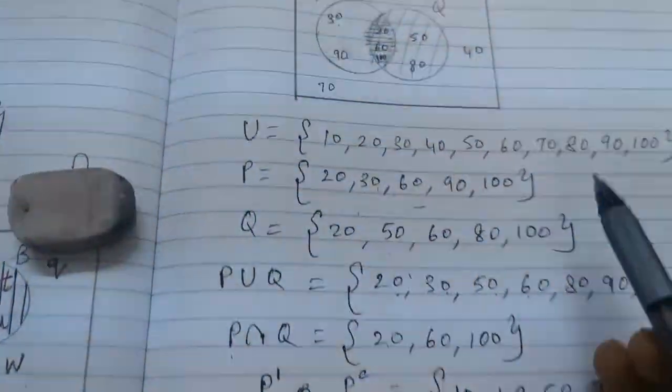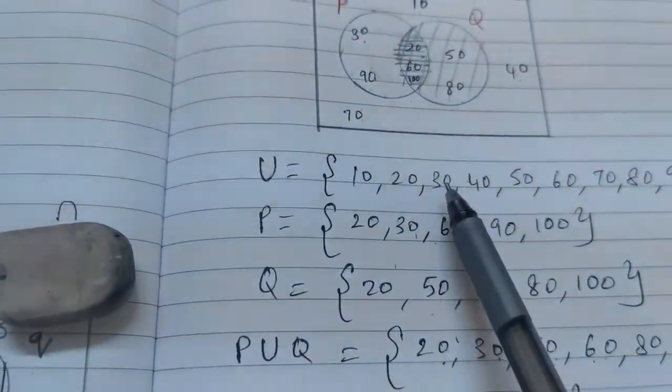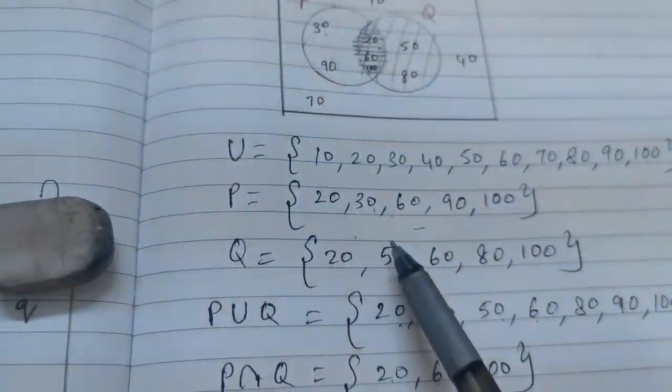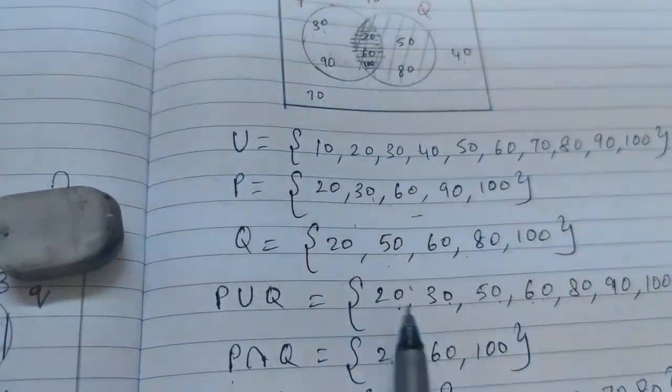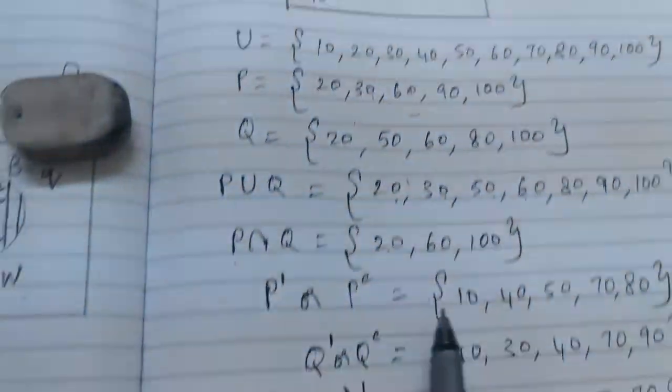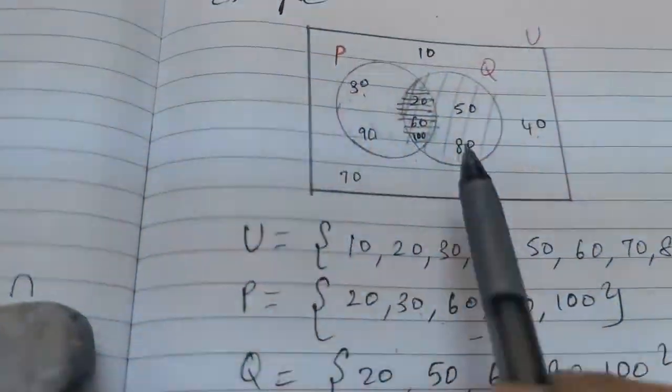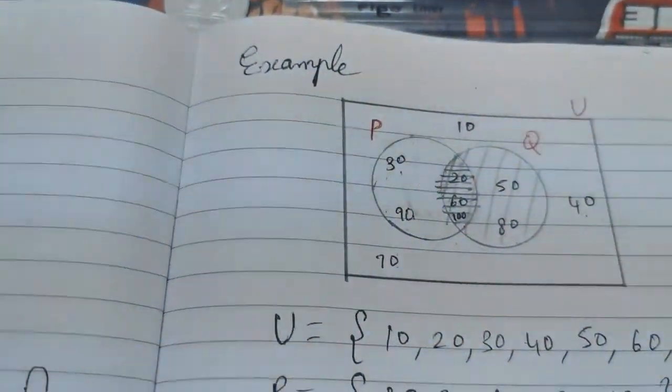So this is the way we will write down the elements of the sets and the elements of the set obtained after different kinds of set operations. Looking into the Venn diagram, we can write down all these.